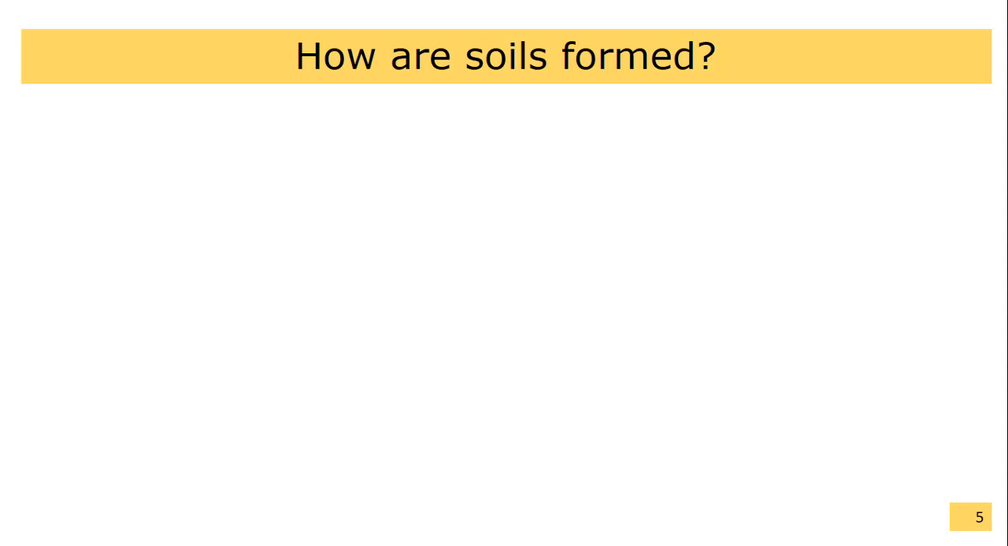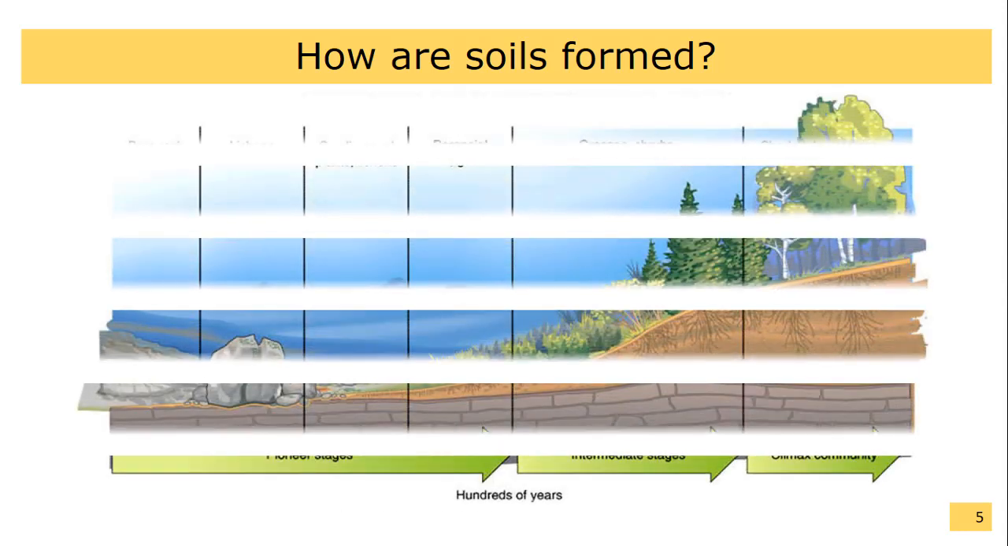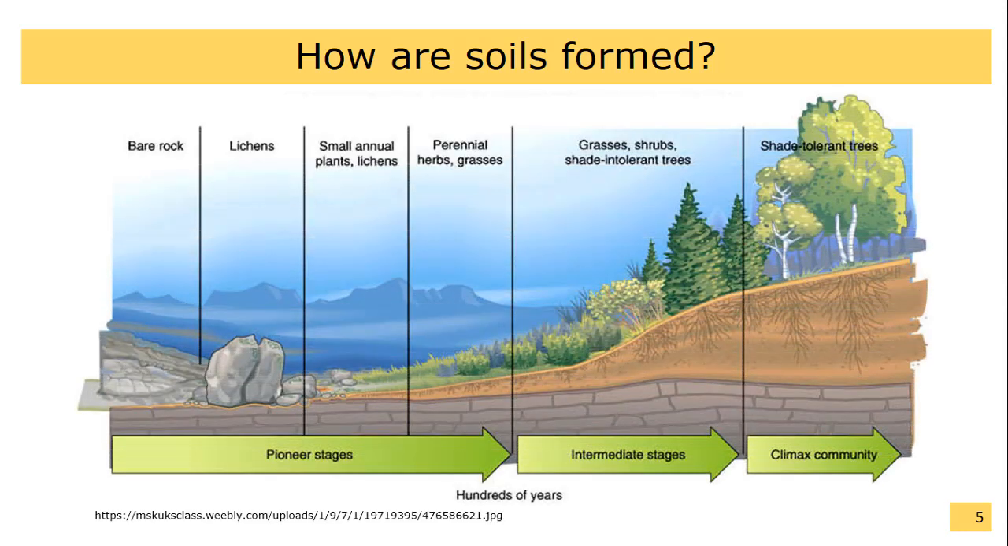How is soil formed? Soil formation is influenced by organisms such as plants, microorganisms such as bacteria or fungi, burrowing insects, animals, and humans. On bare rock, lichens are the pioneer species that colonize the rock surface. This stage of soil formation is called the pioneer stage.